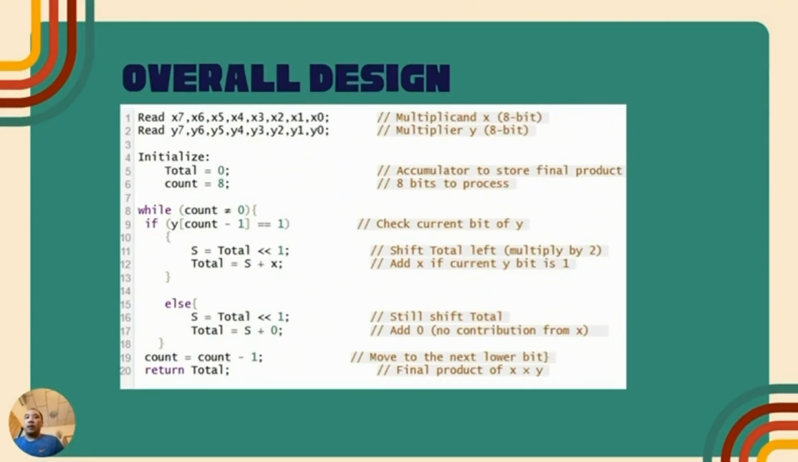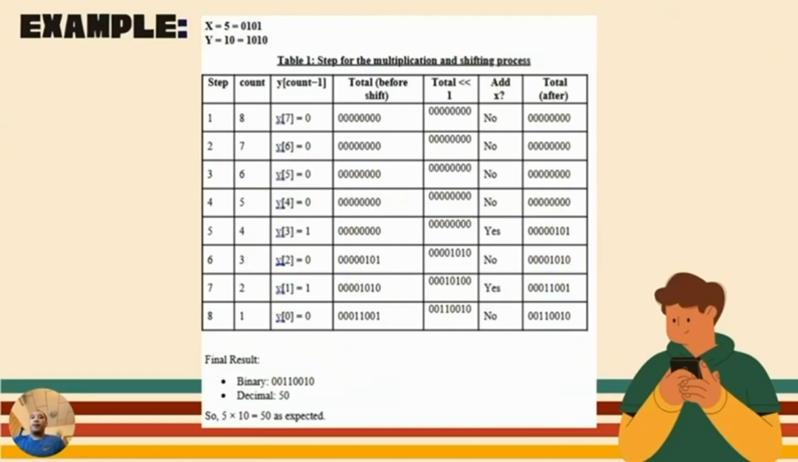So this is our overall design. We first read X and Y, and then we initialize the registers total and counter to 0 and 8. Then inside the while loop we do the multiplication by adding and shifting.